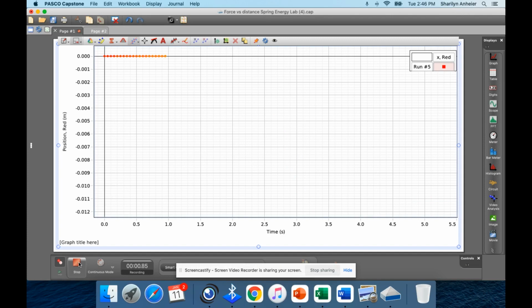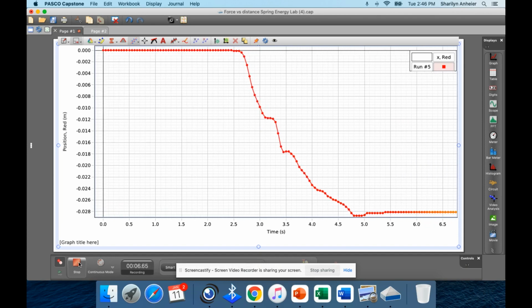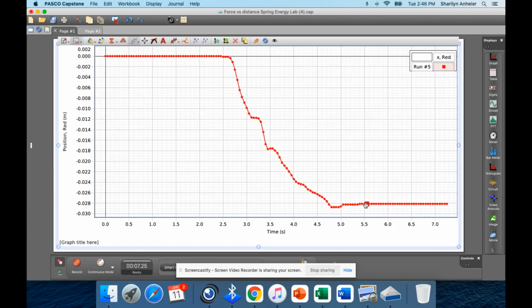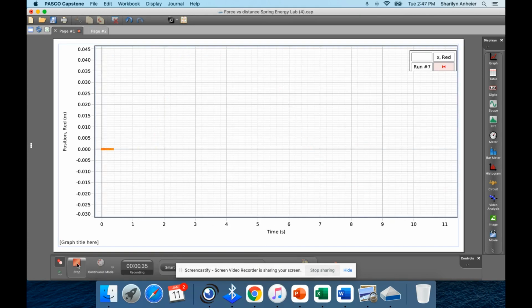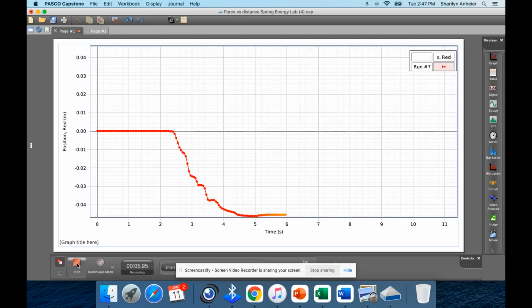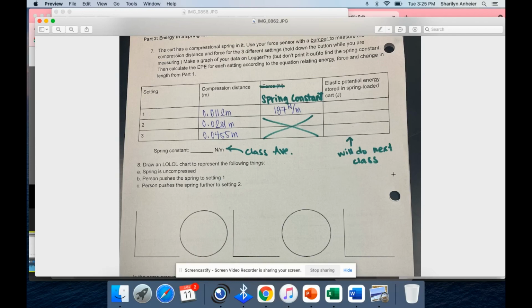Compression 2. My distance here, once it settles, is 0.0281 meters. I'm going to try position 3 again. .0455 meters. All right, so I'm just giving you this as a summary of the information we collected.